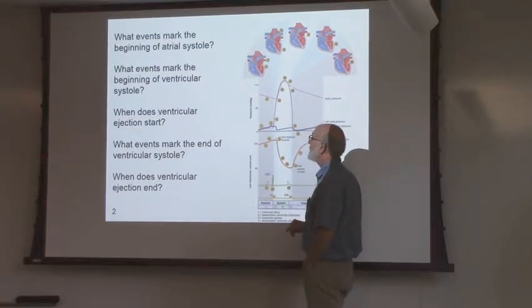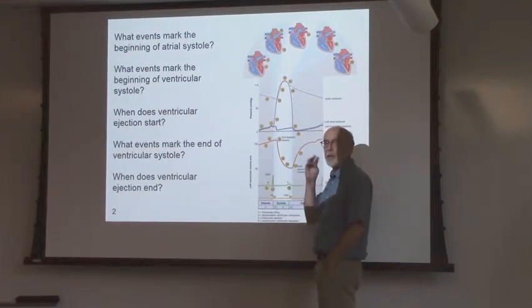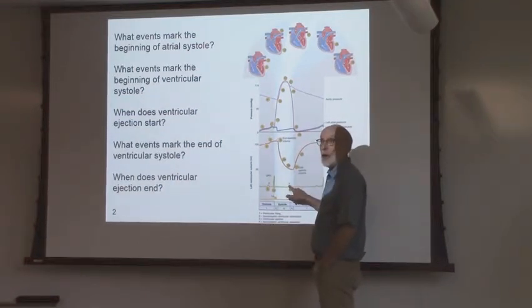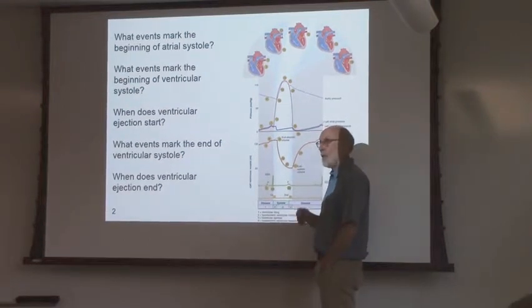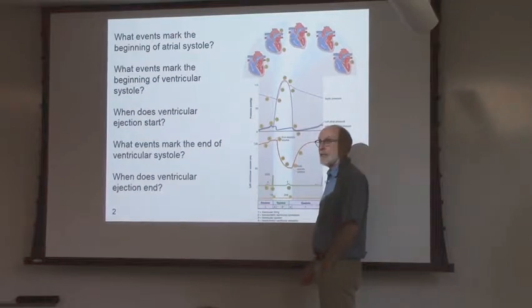Okay, what events mark the end of ventricular systole? The T wave. Okay, on the ECG, the T wave is the electrocardiographic marker of the end of ventricular systole. Sound two, the closing of the semilunar valve represents the end of ventricular systole, the beginning of the isovolumetric relaxation.